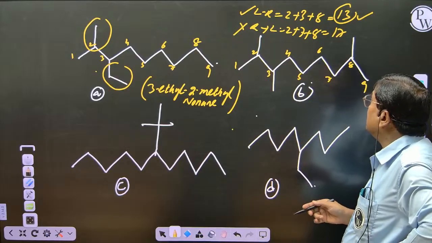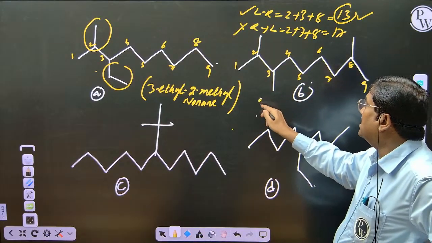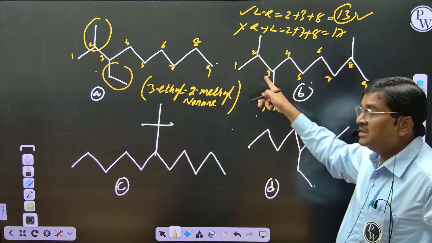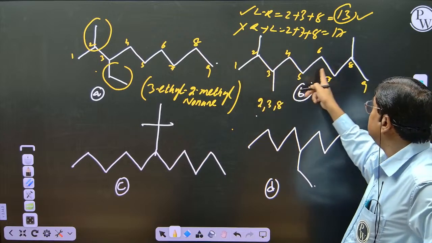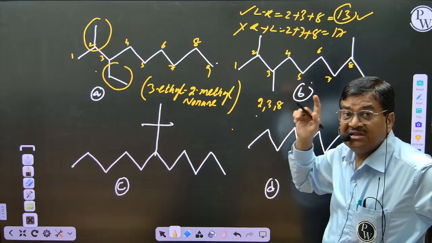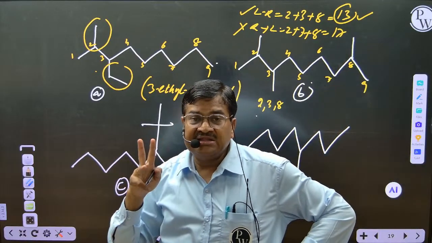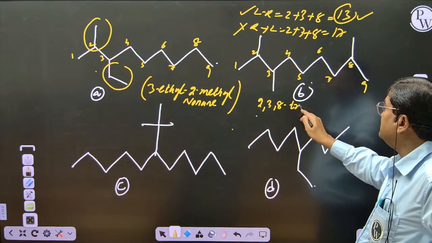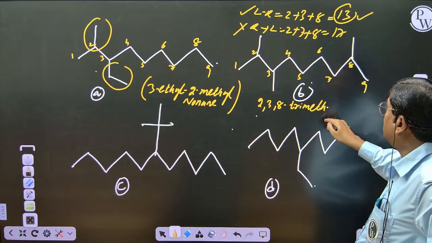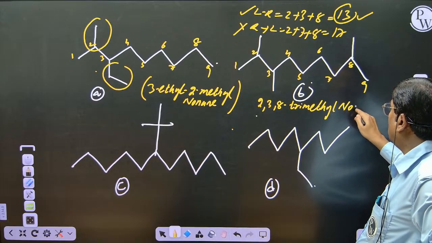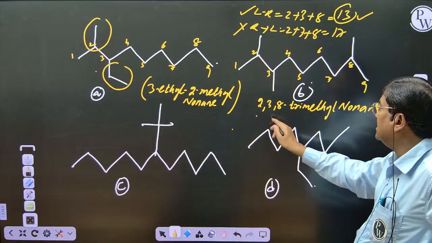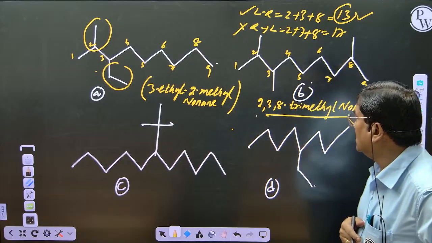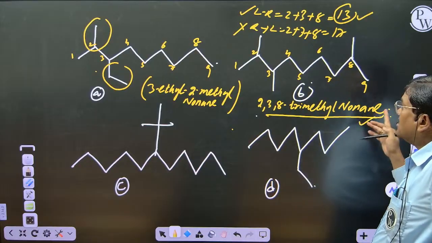Now tell me what name is given. 2, 3, 8. Understood? At the second position, third position, 8th position. How many methyls are there? 3. So three similar groups are there, so we have to use trimethyl. What is the word root? Non, followed by ane, nonane. 2,3,8-trimethyl nonane. Check, everyone got the same? Understood?